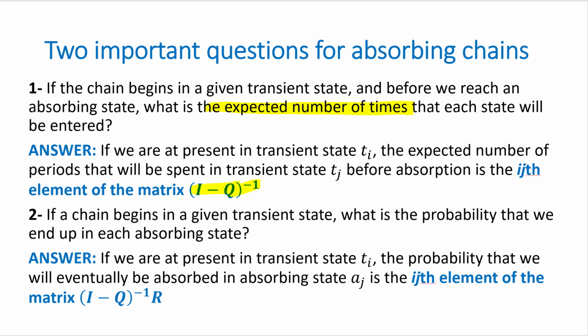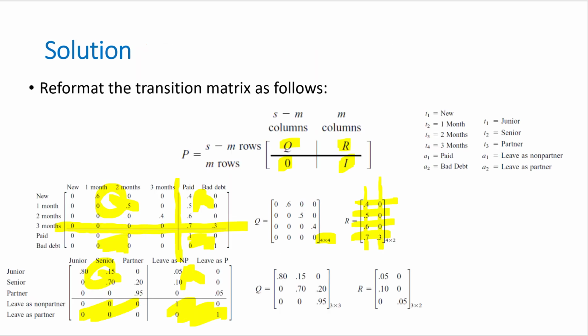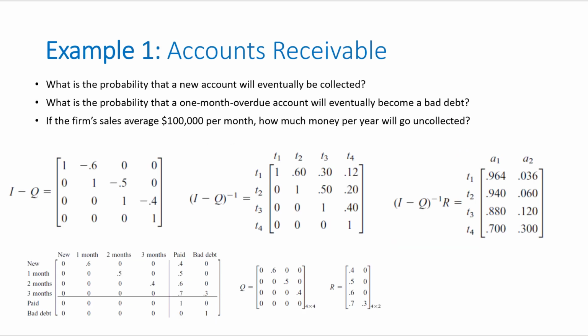First type of question asks about transient to transient. So to answer that question, we need to calculate I minus Q inverse again and multiply it by R. What was R? R was the northeast part of the reformatted matrix.